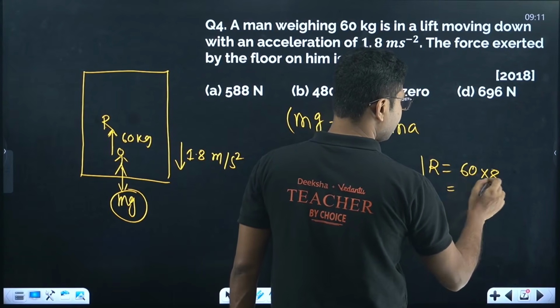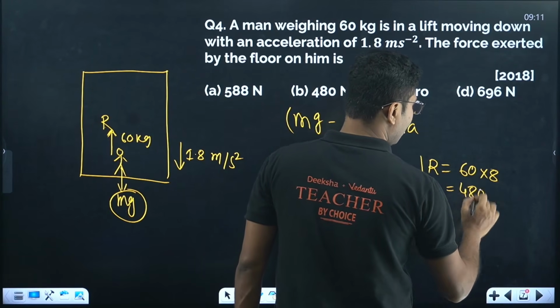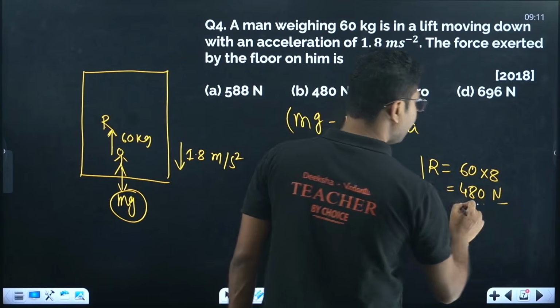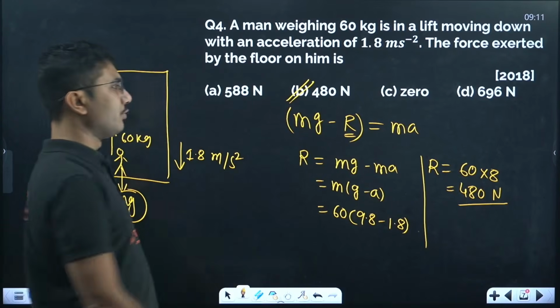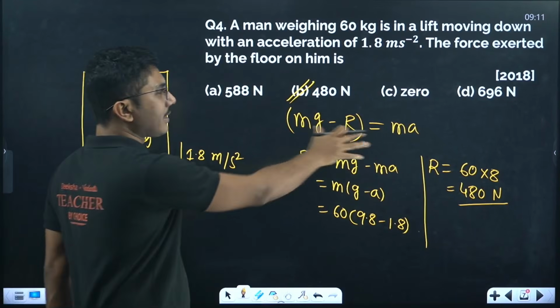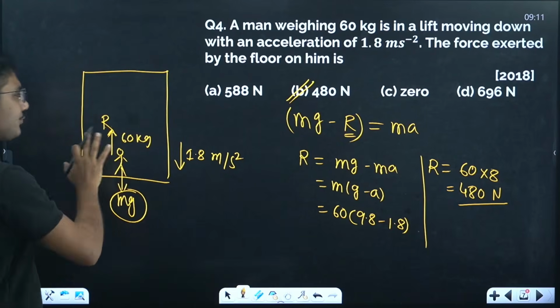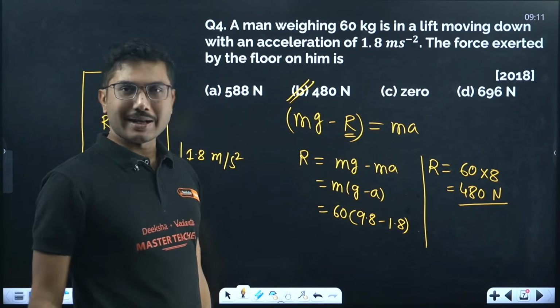So R equals, anyway that is more accurate, so it will be 8. So 8 into 60 means 480 Newton. So the reactionary force is 480 Newton. Okay, you can start directly from here. If you are confused, you can draw the free body diagram and then solve it.